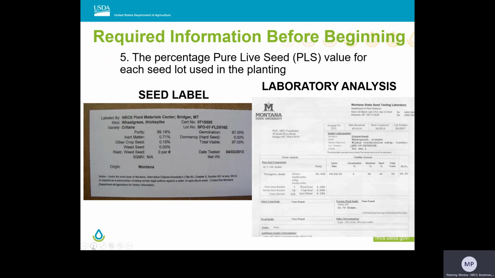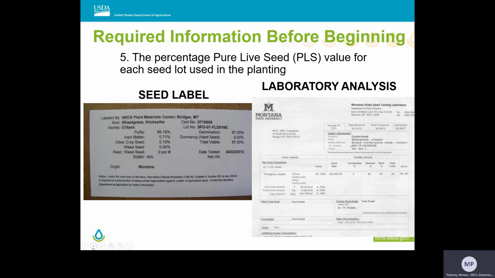The fifth piece of required information before beginning seeding calculations is to know the percent pure live seed for each species. All of our NRCS seeding recommendations are based on pure live seed rates. As we described in webinar 3 on seed quality, this value indicates the number of actual live seeds that are going to be sown per unit area. It takes into account the viability of the seed lot, as well as other crop seed or weed seed or inert material that's included in that seed lot.